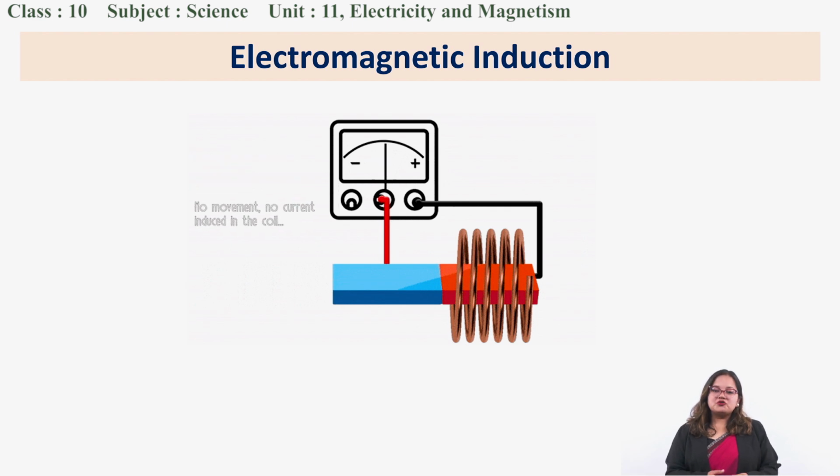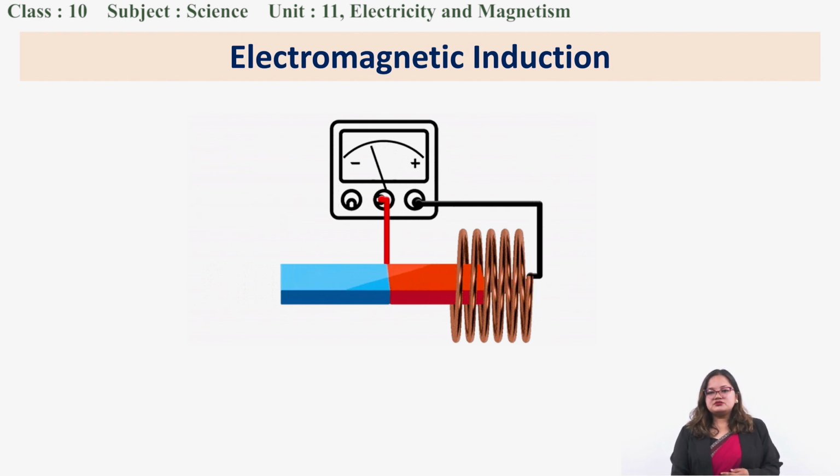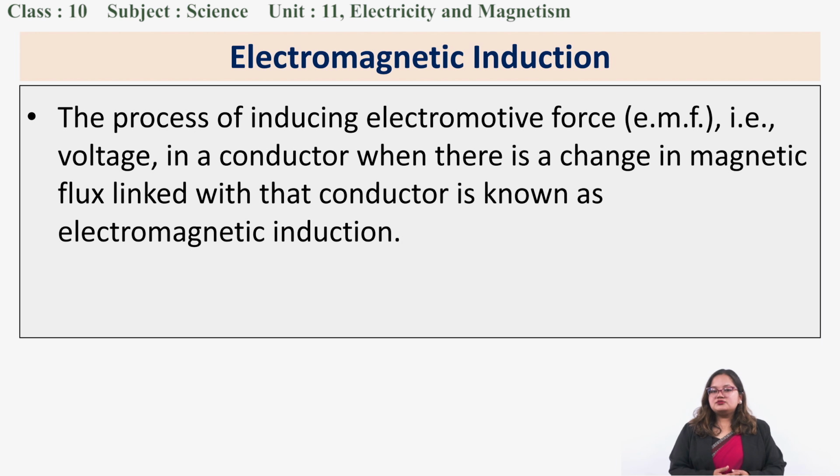This we studied in our previous class. We studied about electromagnetic induction, and electromagnetic induction is simply the process of inducing electromotive force in a conductor when there is a change in magnetic flux which is linked with that conductor. This is the principle of electromagnetic induction. Simply, the electromotive force is being generated. What does this force do? It pushes the electrons throughout the conductor, which in return induces current in the conductor.